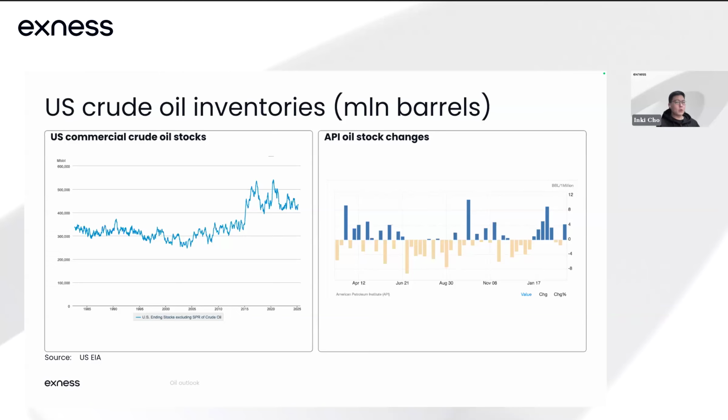So for short-term oil traders, keeping an eye on weekly US crude inventory reports can be a useful strategy. Since these reports give very good insights into supply and demand imbalances, they can help traders make better informed trading decisions based on oil movement. So if you are trading oil, remember, in the short term, please look at the US commercial oil inventories and also the API oil stock change. This is weekly data, so you can immediately adopt it into your trading strategies.